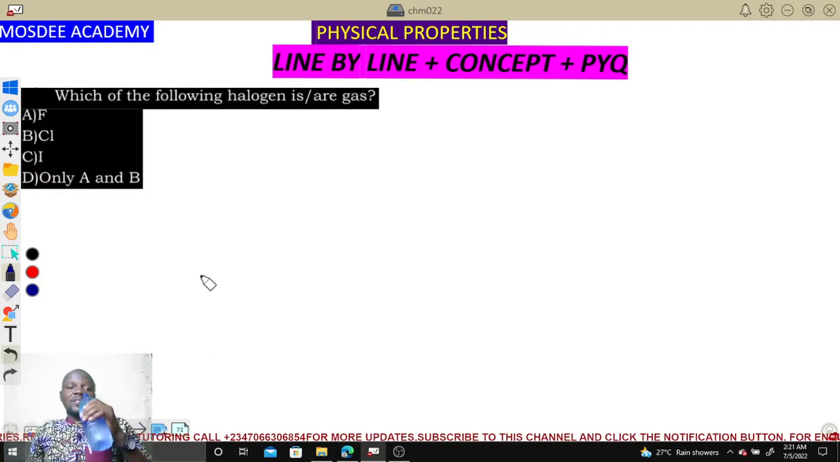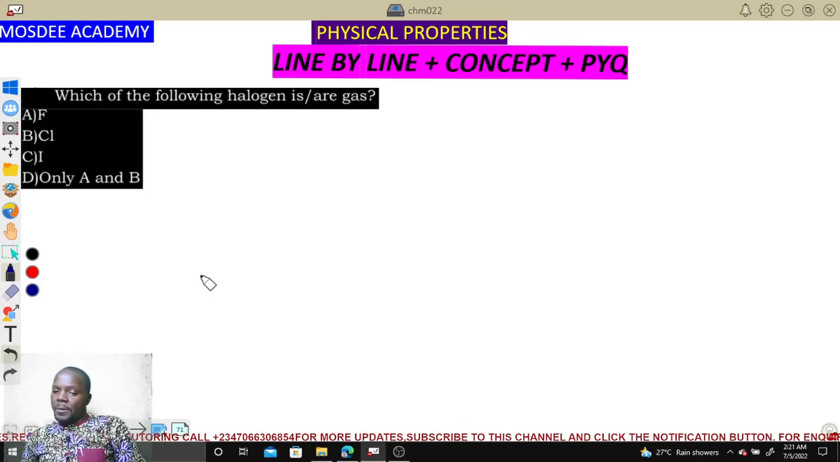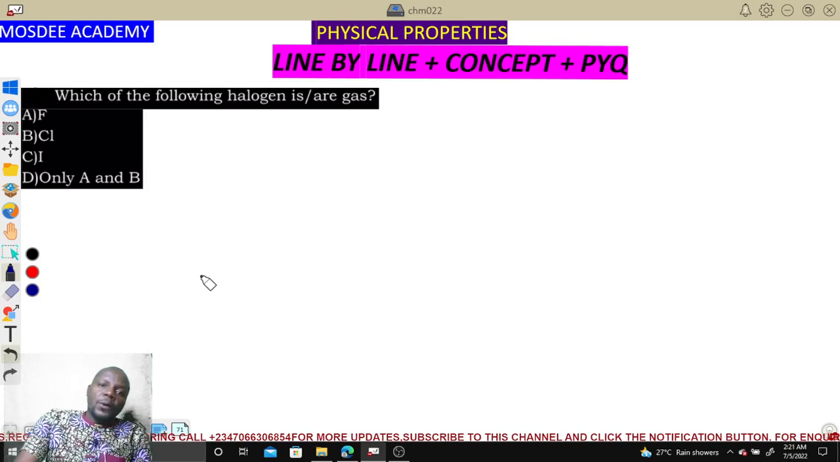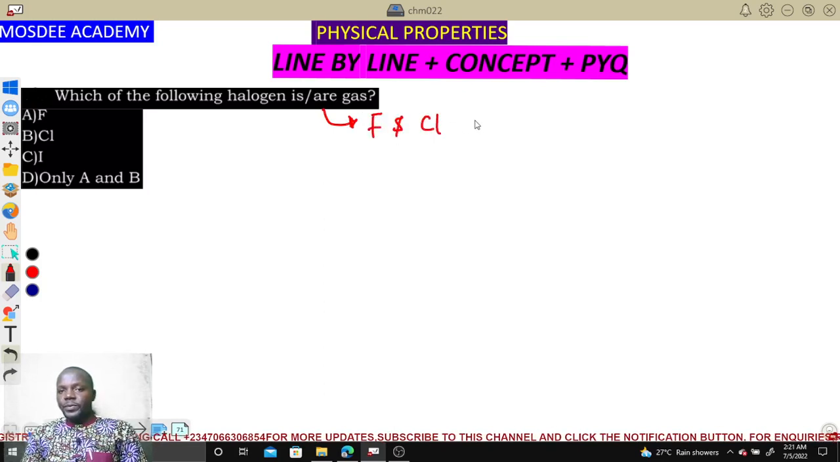Now, physical properties. We are now in the aspect of physical properties of halogens. Talking about the physical properties of halogens, we talk about how they exist. You can quickly note some facts. A physical property you can always keep at the back of your mind is that, in terms of their state of matter, fluorine and chlorine are gases.